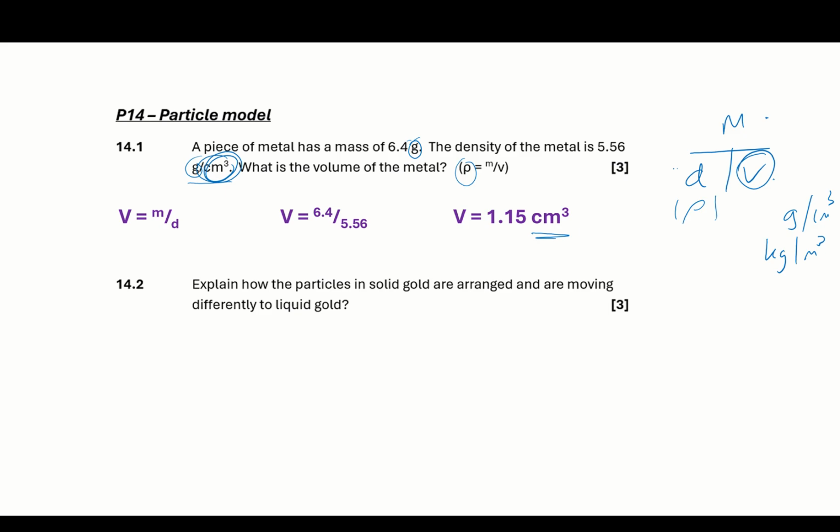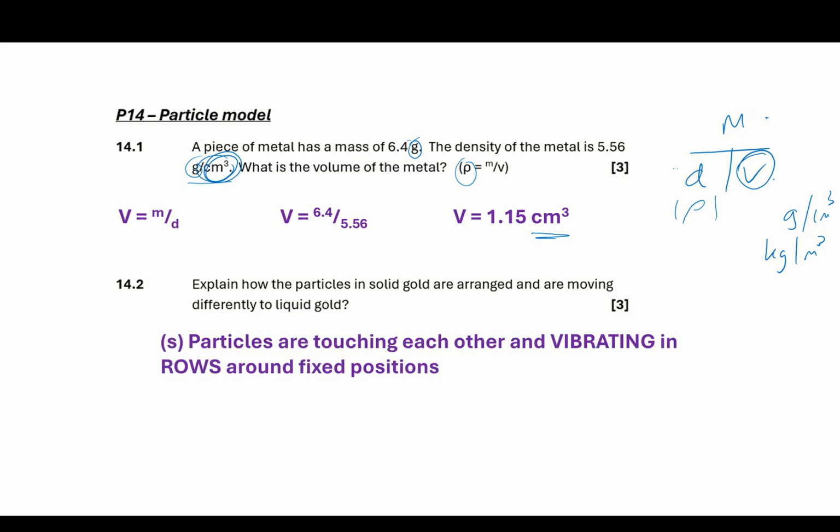Next one, I'm not going to do too much on 14.2. You've done this in chemistry to death. Explain how the particles in solid gold are arranged and are moving differently to liquid gold. So I've got to say about the arrangement. So obviously in solids, they're in a fixed arrangement. In liquids, they're in a random arrangement. And then the moving, solid particles are vibrating around fixed positions. And in liquids, they're flowing over each other.